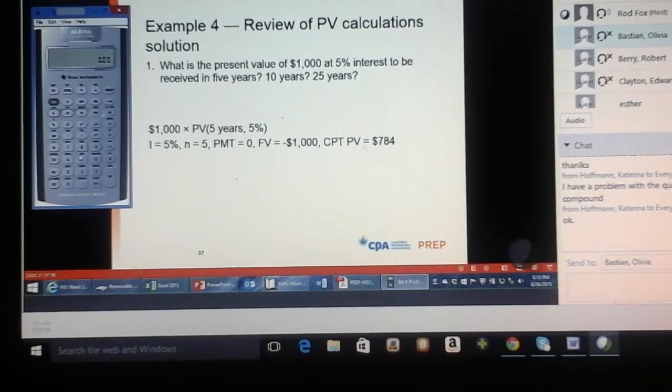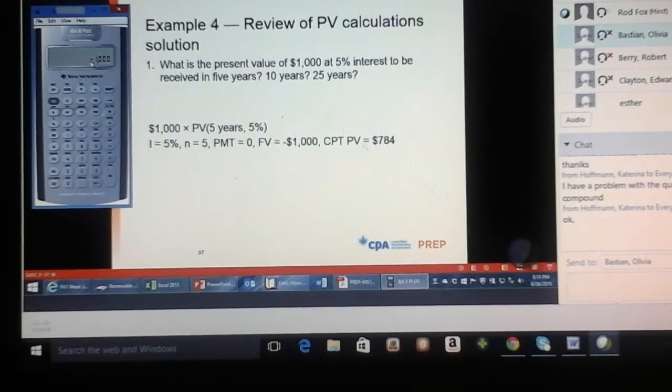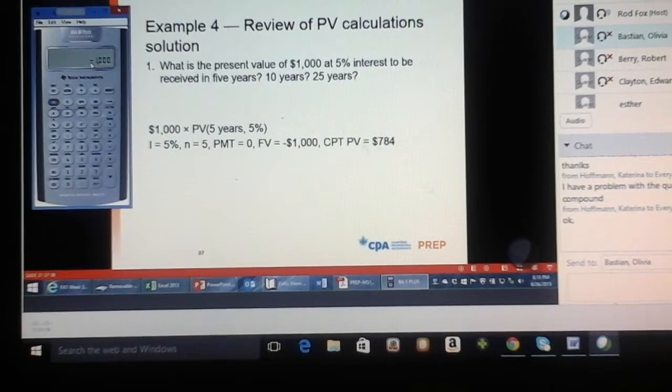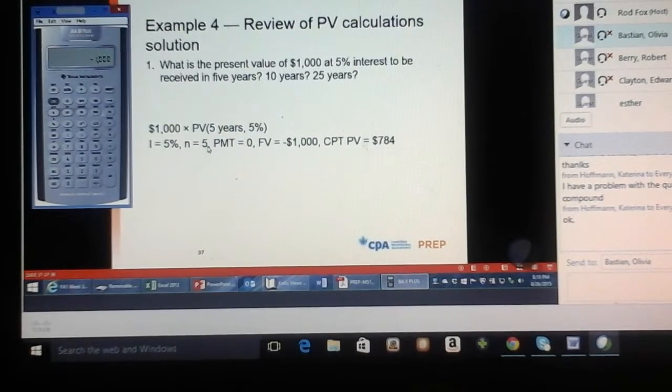Okay, so in this case, I'm going to put my 5 effective interest. I'm going to put the 5 IY in. I have 0 payments, so I'm going to hit 0 for the payment. My future value is 1,000. So I always put my future value and my payments in as negative. So I'm going to do the 1,000. I hit the plus and minus button. That puts a minus in front of that. And the number of payments is 5. So I'm going to put 5 in.